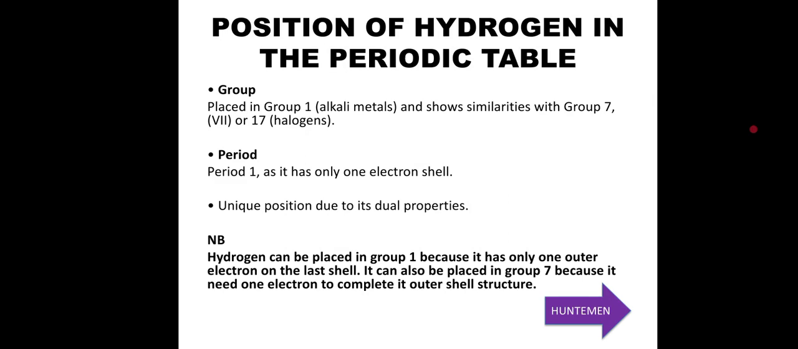There are two things that we use to place elements in group or period on the periodic table. The first thing is the number of valence electrons. The second one is the number of electronic shells. So hydrogen has only one electronic shell, so it is placed in period 1.